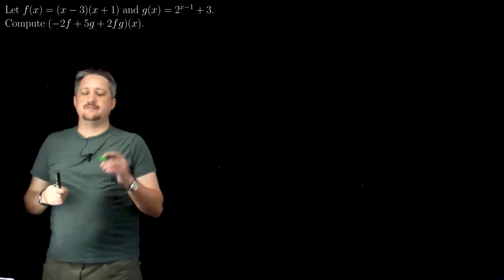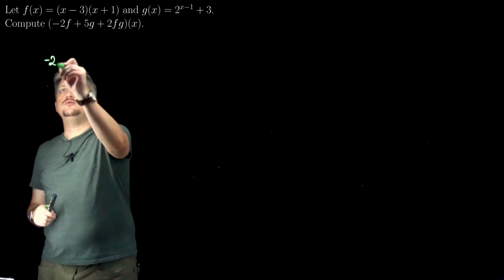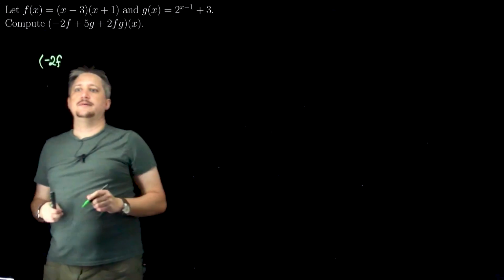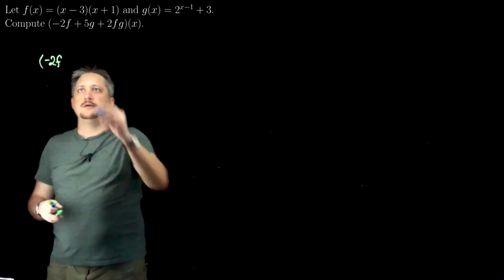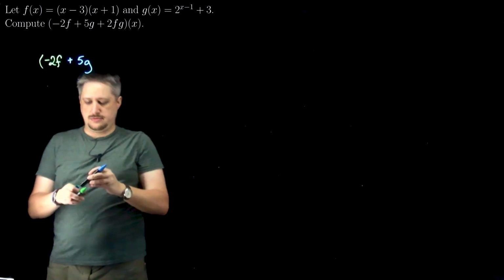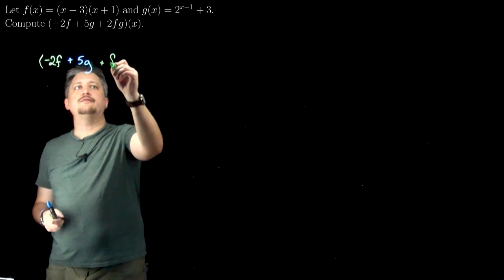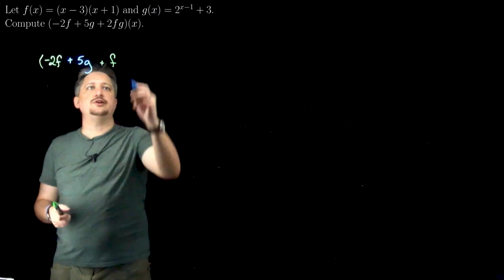So let me maybe write this down and color coordinate a little. So I'm going to have minus 2 times f, all right, plus 5 times g plus f times g.